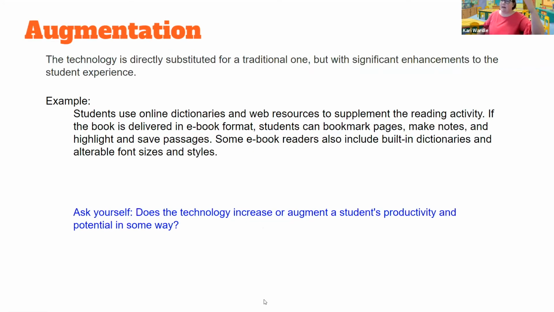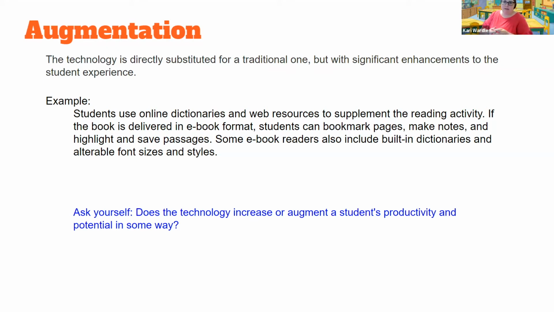The next step up is augmentation, where it's substituted, but it's directly enhanced. One example of that is, this is why I love to read ebooks. You're still substituting an ebook for a traditional book, but the benefit is that I can tap on a word and it'll define it for me right there. I don't have to go find a dictionary. I can bookmark the page. Sometimes you can make notes and things like that. And so that's an example of augmenting.